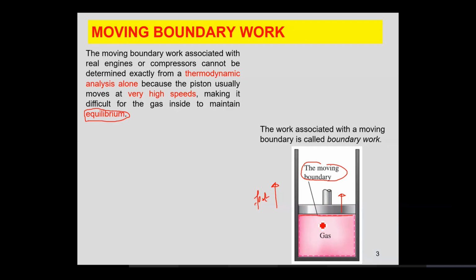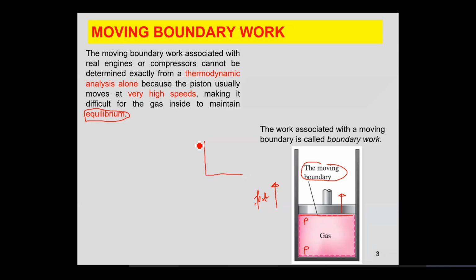Why? Because when the system is moving very fast, you cannot say whether the system has a uniform pressure or not. Pressure near the piston would be relatively higher as compared to the pressure at the lower end when the system is moving very fast, as in real engines. So thermodynamic analysis cannot be performed. Why can it not be performed? Because you cannot represent the pressure.